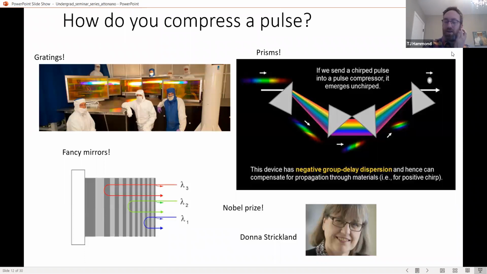I also asked, how do you control this phase? You have to compress this pulse. What comes out ends up being long. You need to make this pulse short. And so how do you do this?